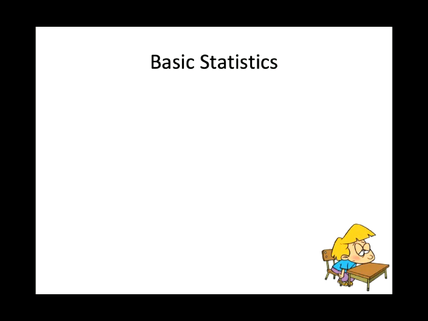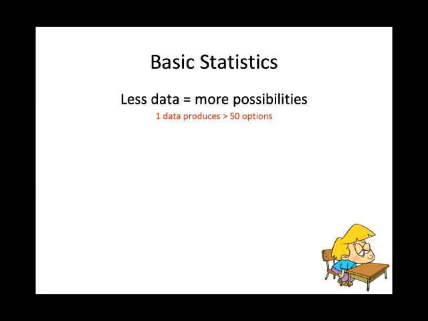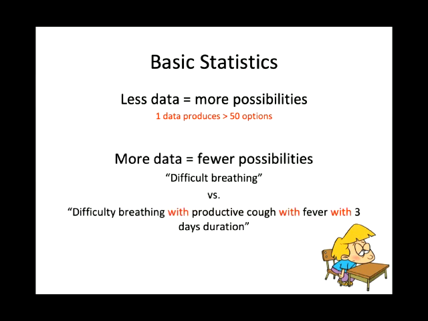Okay, so basic statistics. The less data you have, the more possibilities exist. And as you just demonstrated, I gave you one piece of data. I didn't tell you age or gender or anything else. I just said a patient had difficulty breathing, and you identified that there could be in excess of 50 different causes of difficulty breathing. And obviously, the more data you collect, the fewer probable diagnoses or possibilities exist. So if we added difficulty breathing with productive cough, with 3 days, with fever, it changes your differential diagnosis considerably.